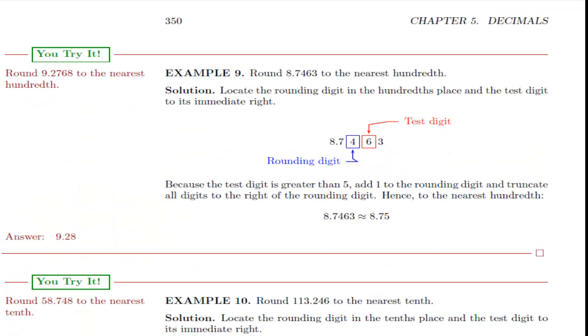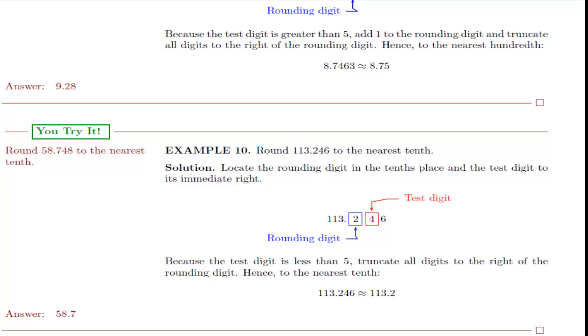Example 9. Round 8 and 7,463 ten-thousandths to the nearest hundredth. Solution. Locate the rounding digit in the hundredths place and the test digit to its immediate right. Because the test digit is greater than 5, add 1 to the rounding digit and truncate all digits to the right of the rounding digit, hence to the nearest hundredth. The decimal number approximately equals 8 and 75 hundredths.